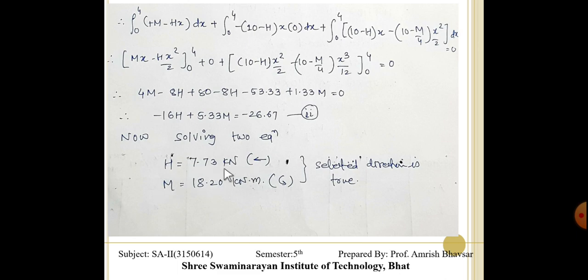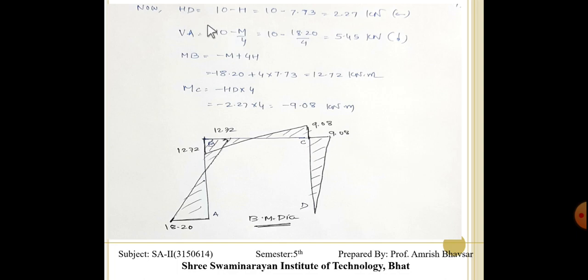H is equal to 7.73 kilonewton, it is plus, meaning it is left side, and the moment, that is 80.20, is plus, meaning it is anti-clockwise. Now from that we can get HD, that is 2.27 kilonewton, VA, that is 5.45 kilonewton, MB, that is plus 12.72 kilonewton into meter. At C the moment we will get is minus 9.8. So from this we can put the moment at A anti-clockwise 18.20, at B plus, meaning it is inside, at C it is minus, meaning outside, and just draw this bending moment and connect the lines, which will give us the bending moment diagram of the frame with horizontal load for Castigliano's second theorem.